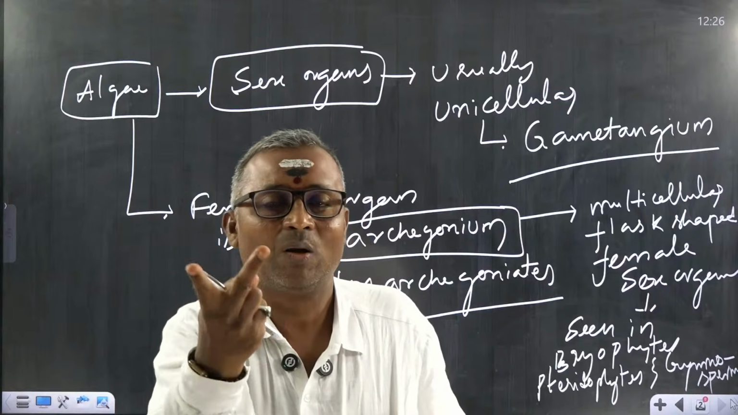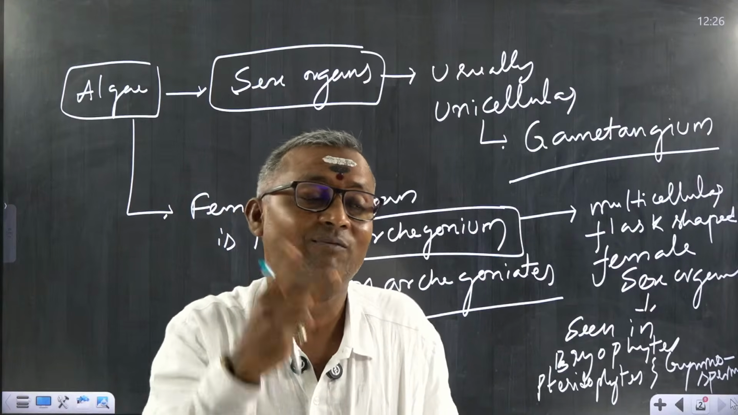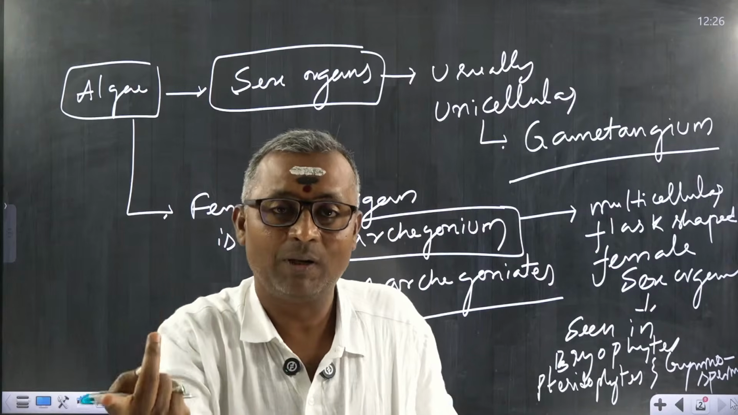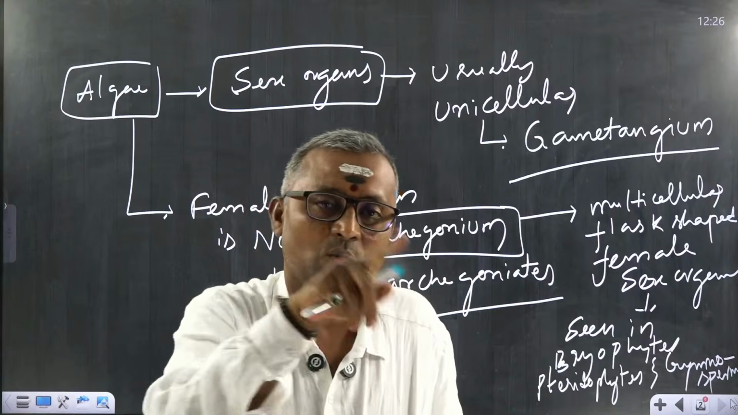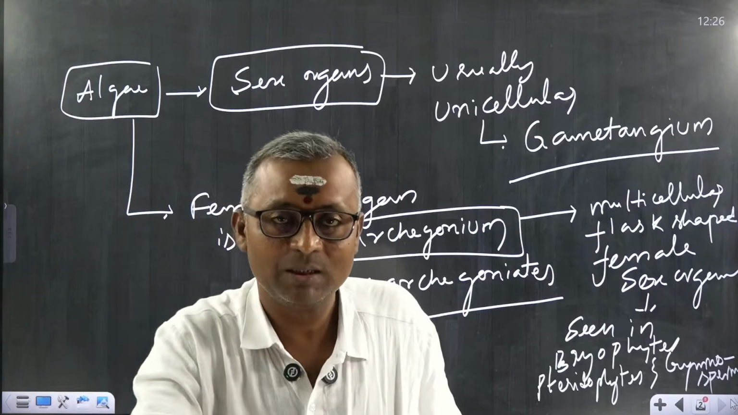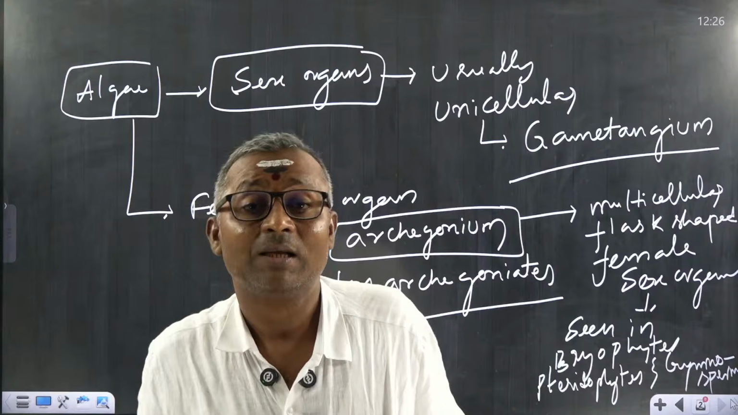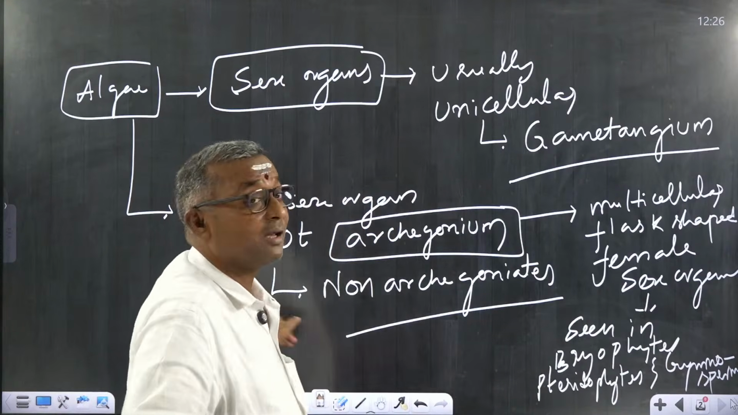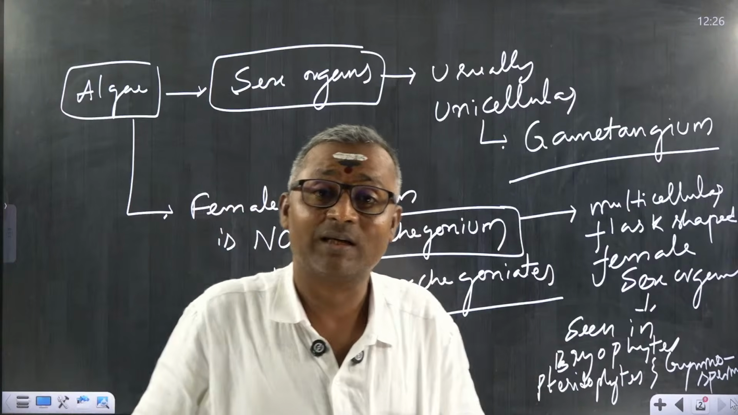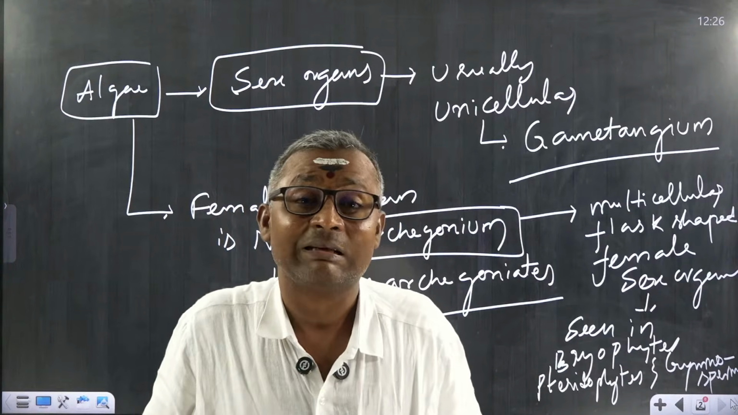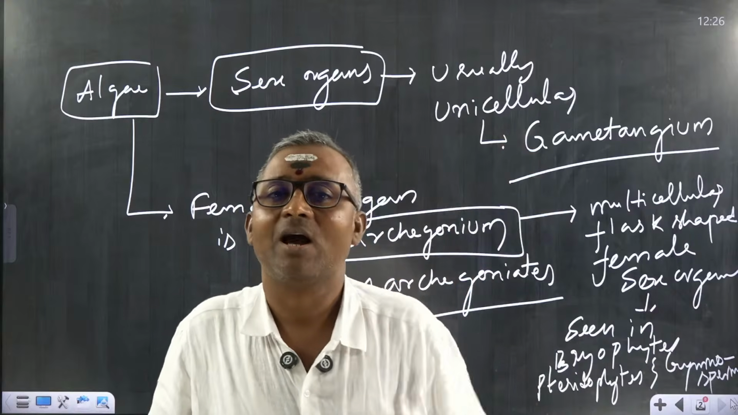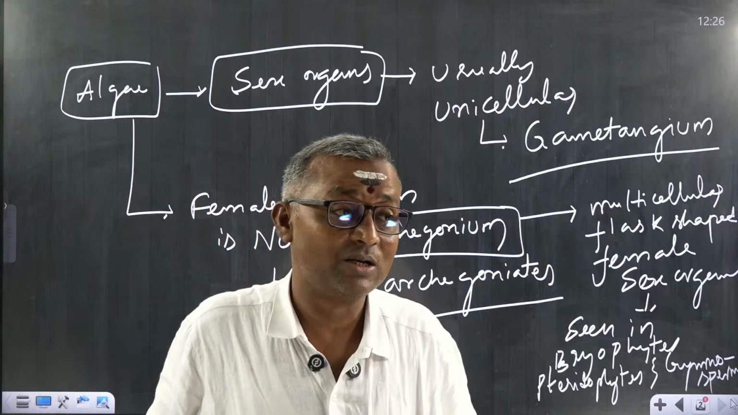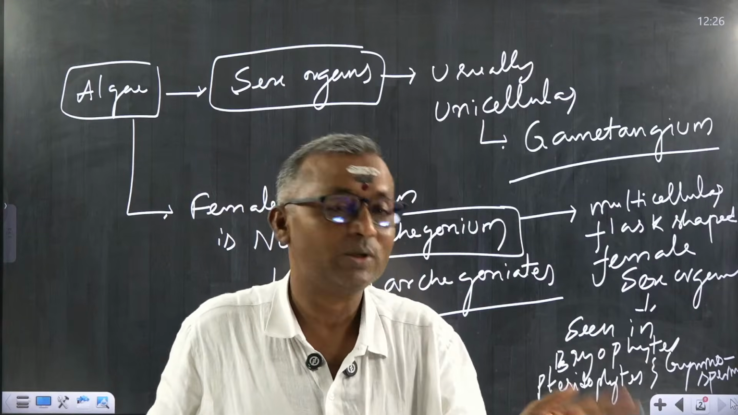So stamen and carpel, these two are the male and female. Which is male here? Stamen is male, carpel is female. Or androecium is male, gynoecium is female. Understood? That is the sex organ in case of angiosperms. Whereas in algae, what is the sex organ? It is simply called gametangia. And how many cells are present in this gametangia? Only one cell, that is unicellular.